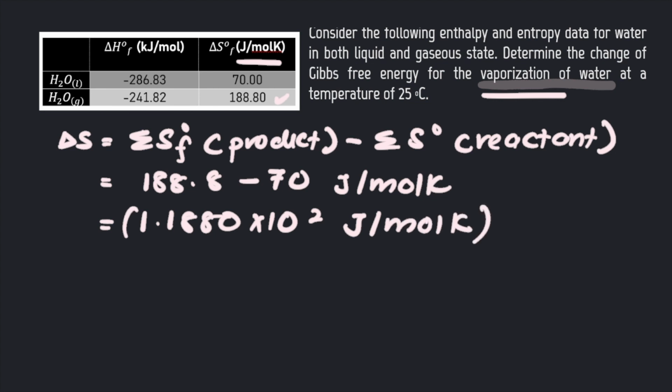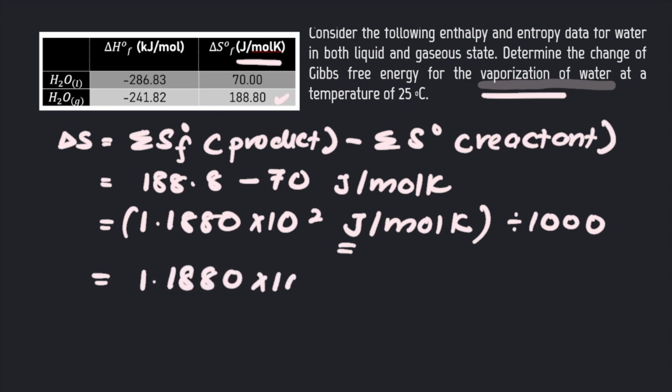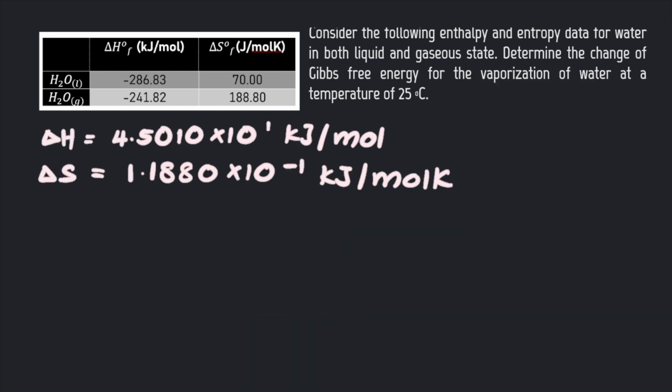So you want to convert this joule into kilojoule, so you need to divide by 1000. Therefore, you will get 1.1880 times 10 to the power of negative 1. Now you will get kilojoule per mole per Kelvin. Alright, so we have calculated the value of delta H and also delta S. Therefore, we can calculate your delta G, which is equivalent to delta H minus T delta S.